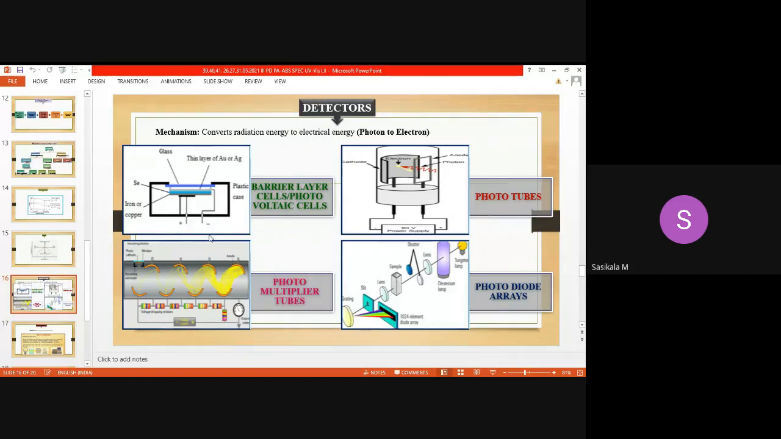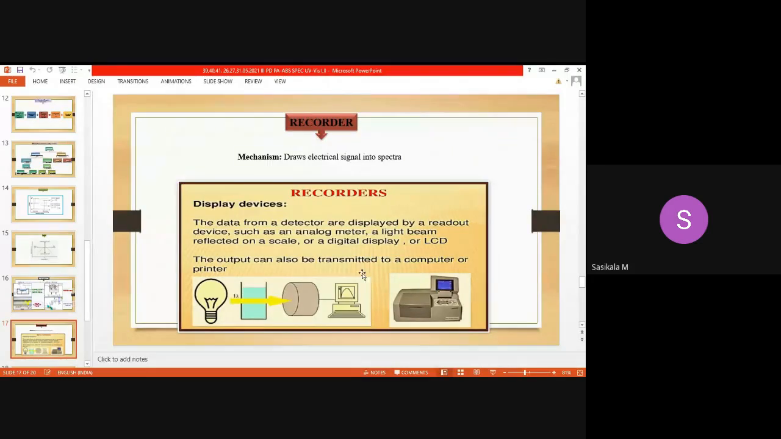So conversion of photon to electrons is the main mechanism of detectors. Clear, no? Then the recorder. What is the role of the recorder? It draws the electrical signal from the detector and converts it into the spectrum. Electrical signal into spectrum. How does the spectrum appear? A bell-shaped curve, taking absorbance on the y-axis and wavelength on the x-axis. That is the role of recorders.